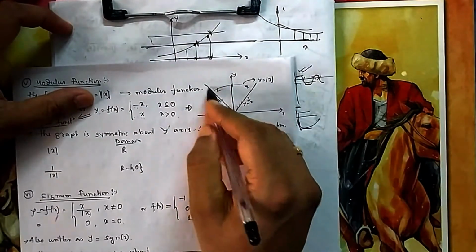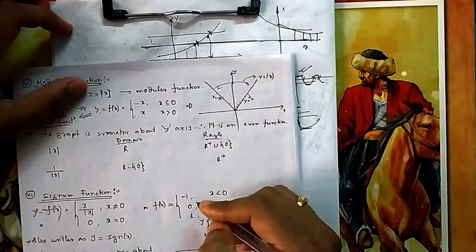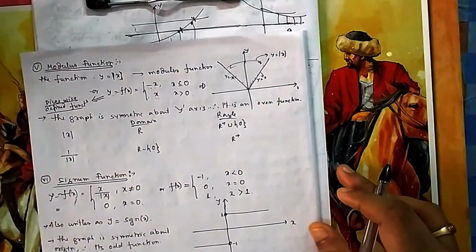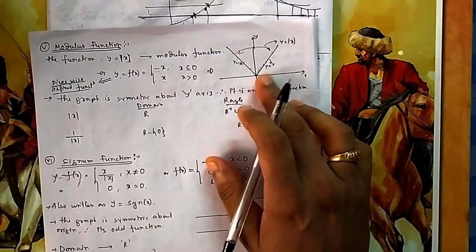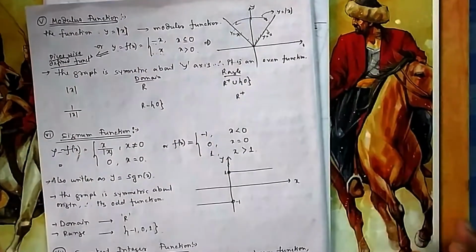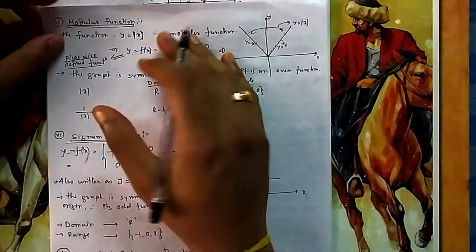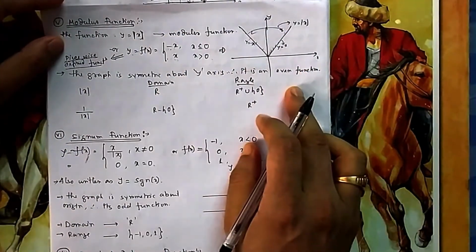For less than 0 it is this line, for greater than 0 it is this line. This is also known as a piecewise defined function. You remember this graph, this is important. The graph is symmetric about the y-axis, you can see. So mod x is an even function.